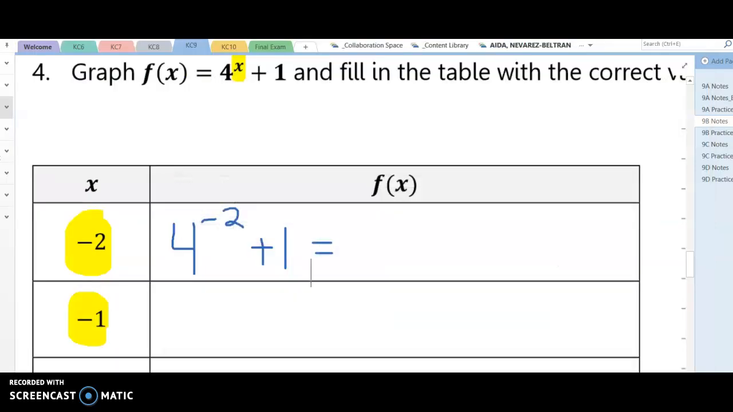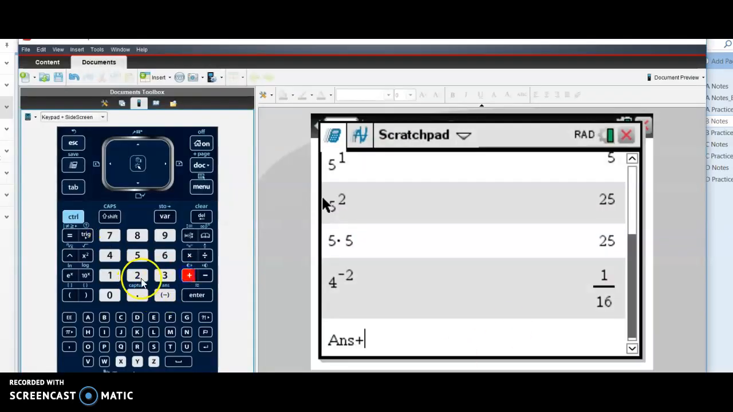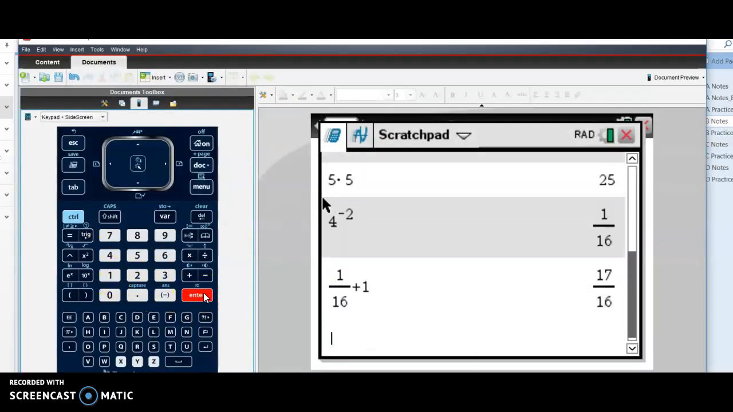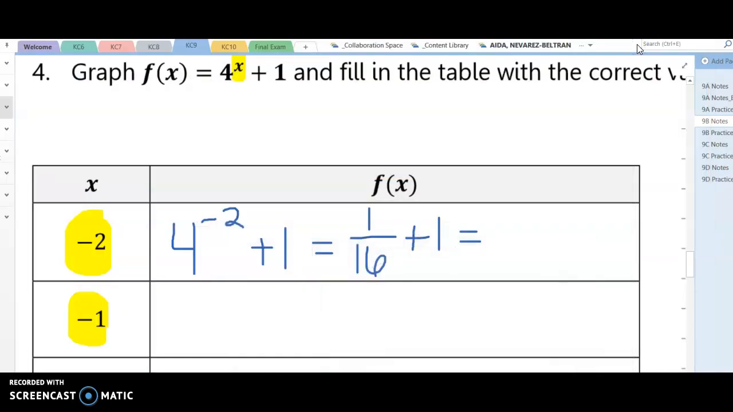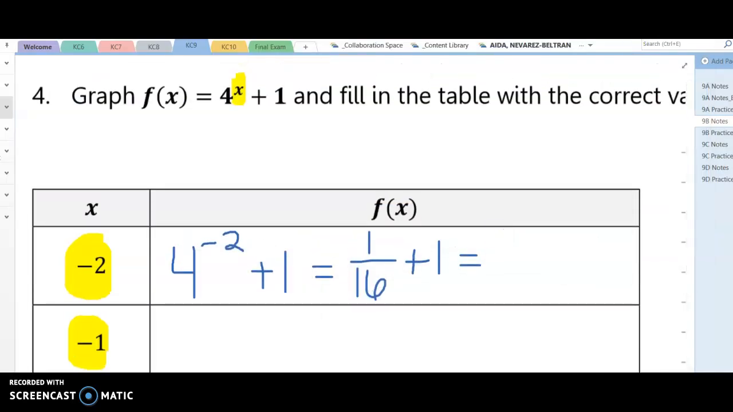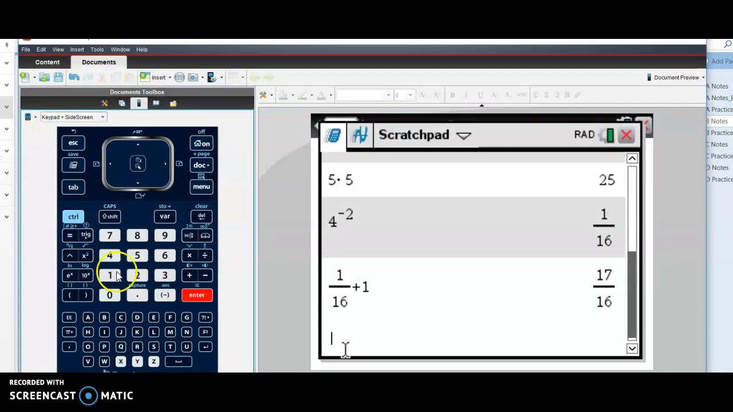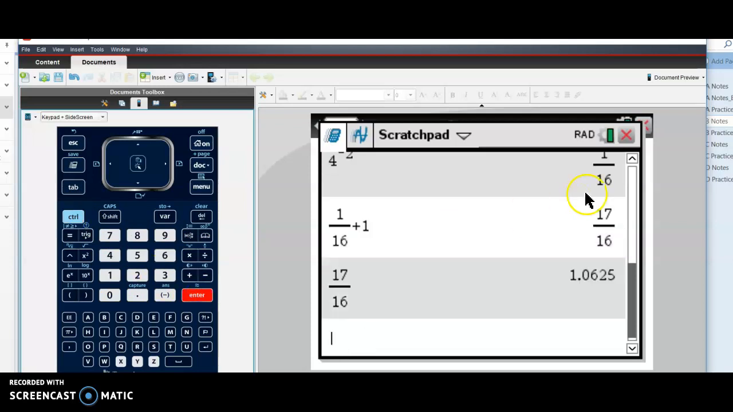So you're actually doing 1/16 plus 1. So we're taking that number, adding 1 to it. Boom, 17/16. But it's kind of hard to figure out where that would be on the graph. So what we're going to do is go to our calculator and do 17 divided by 16. And if you want the decimal, just click your control button first. 1.0625.